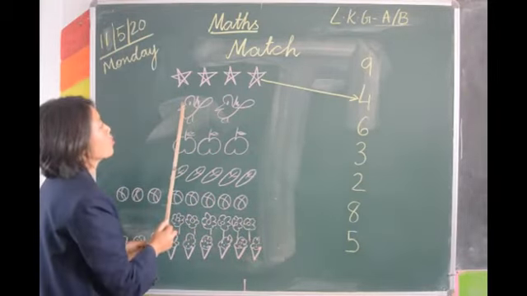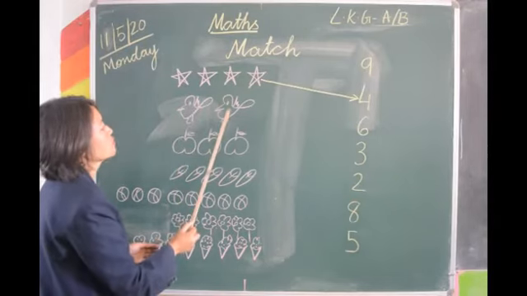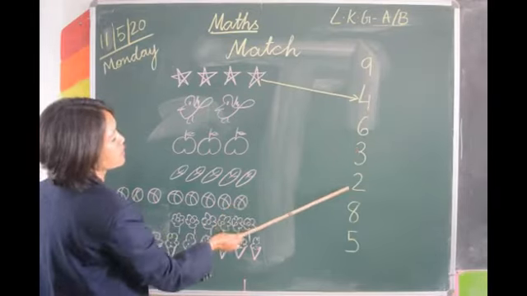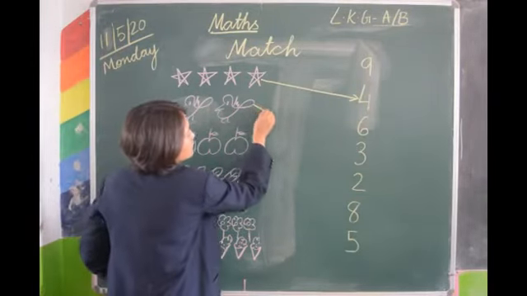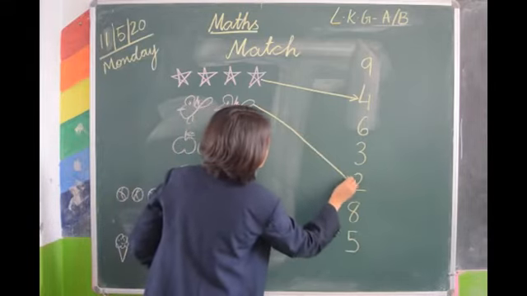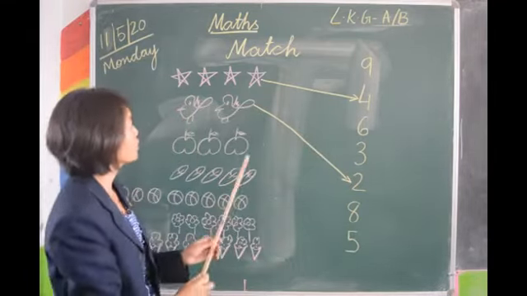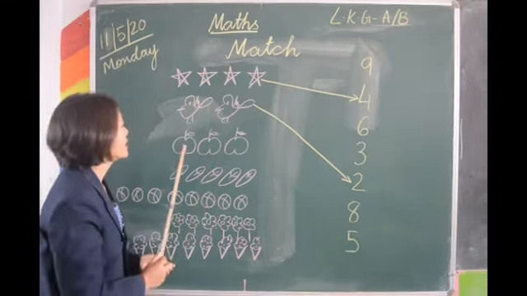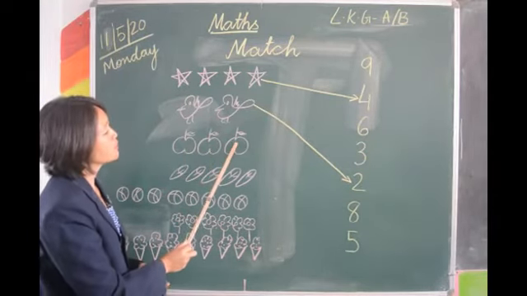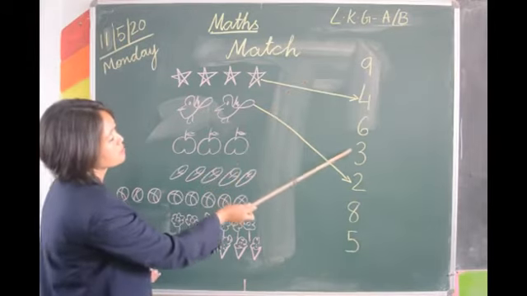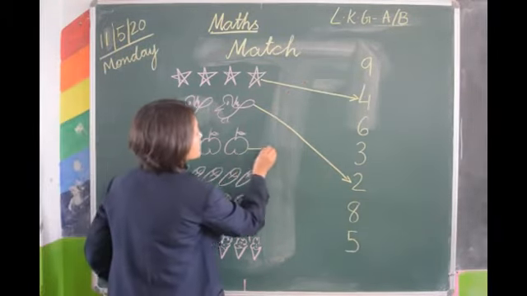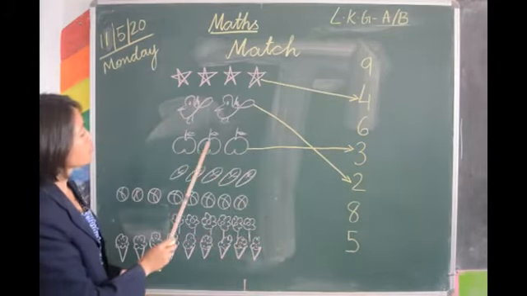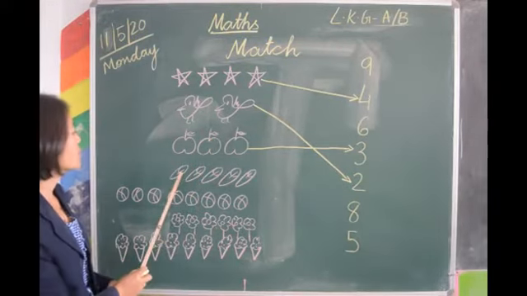So now we'll count 1 and 2. There are 2 birds. Let's see where is 2. Yes. So we have to draw the line to 2 here. So draw the line till 2. Now how many apples are there? 1, 2 and 3. Let's see where is 3. Yes, here. So now we'll draw the line to 3. So 1, 2 and 3. So this is 3.